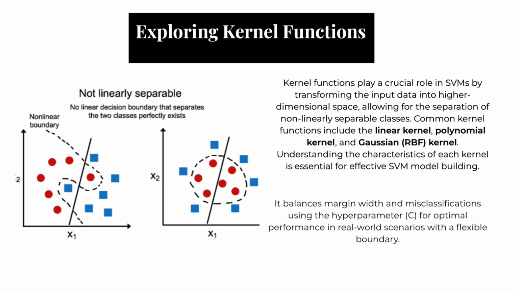When data is not perfectly separable or when some misclassifications are acceptable, we use soft margin SVM. SVM can handle nonlinear cases using a technique called the kernel trick. Common kernel functions include linear, polynomial, radial basis function (RBF), and sigmoid kernels. Soft margin SVMs accommodate imperfectly separable data or acceptable misclassifications. It offers a flexible boundary, balancing margin width and misclassifications via the hyperparameter C for optimal performance in real-world scenarios.